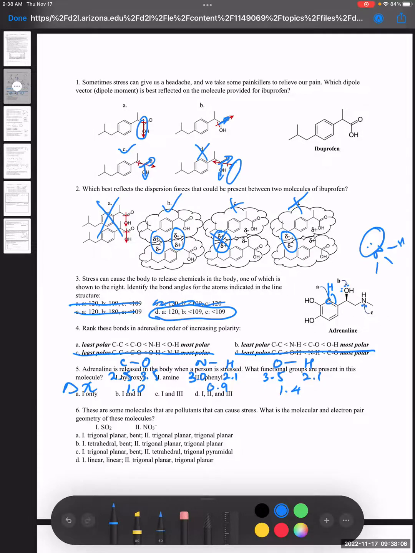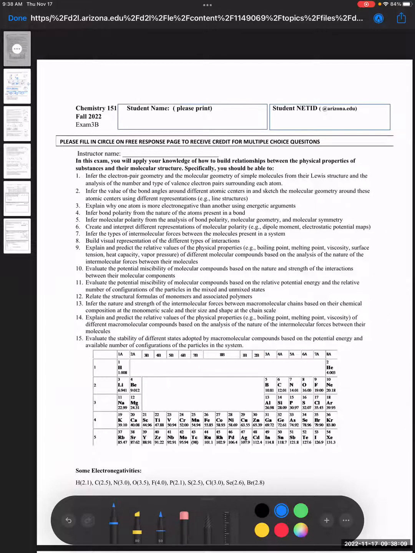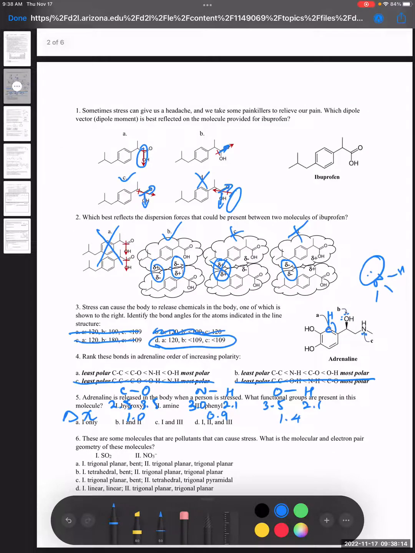Let me check the electronegativity value for nitrogen. Nitrogen is 3.0. Okay, moving on. So the correct answer must be option B, because NH has a 0.9 electronegativity difference, while CO has a 1.0 electronegativity difference. Because CO has a greater electronegativity difference, the CO bond must be more polar than the NH bond. All right, so with that, let me erase these.